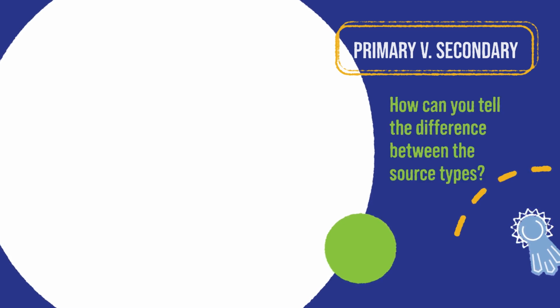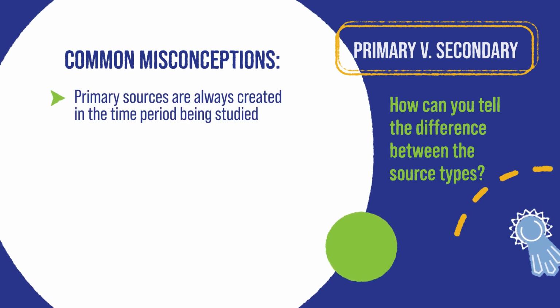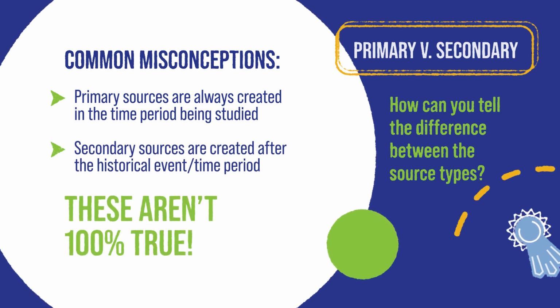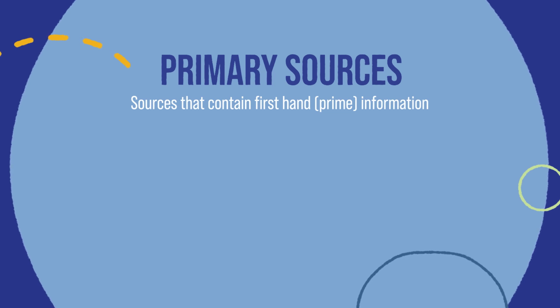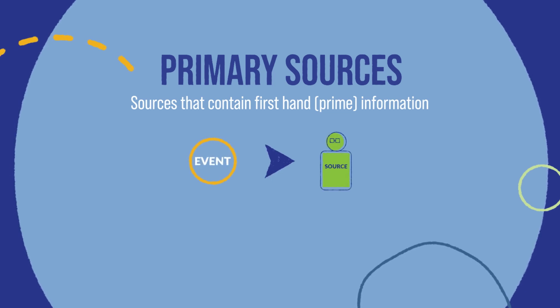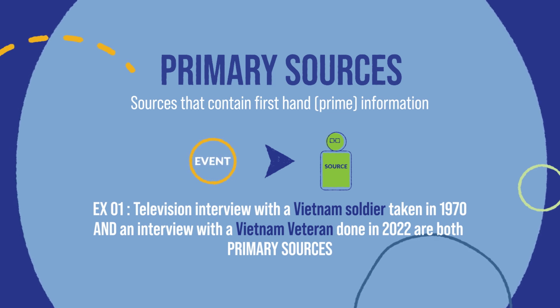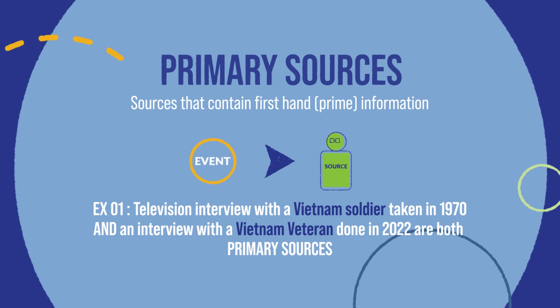We often hear that primary sources are items created from a time period that we're studying and that secondary sources are created after. However, that's not entirely correct and is not really fully nuanced enough and can create some confusion. Primary sources are those that give us first-hand or prime information. For example, a television interview with a Vietnam veteran taken in 1970 and an interview with a Vietnam veteran in 2022 are both primary sources.